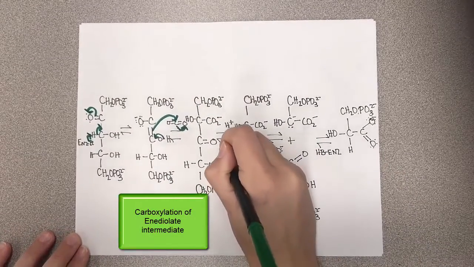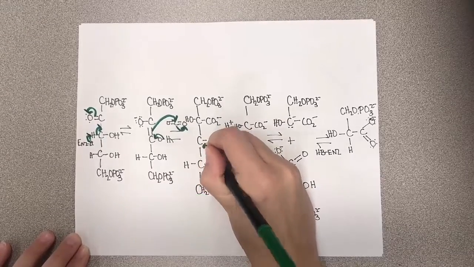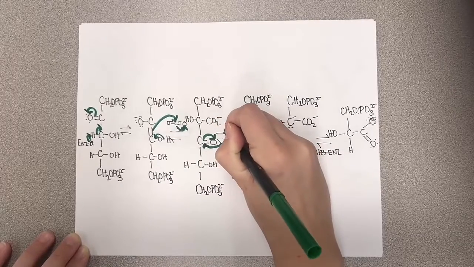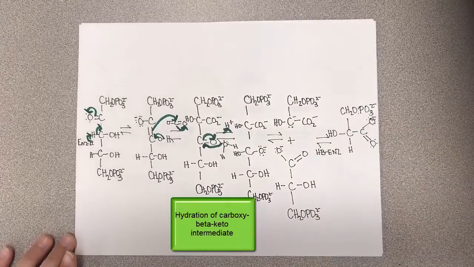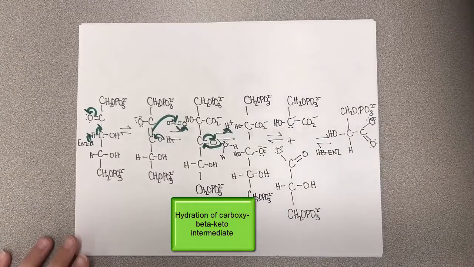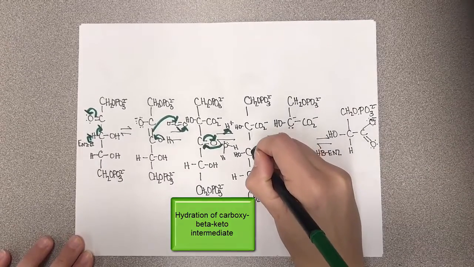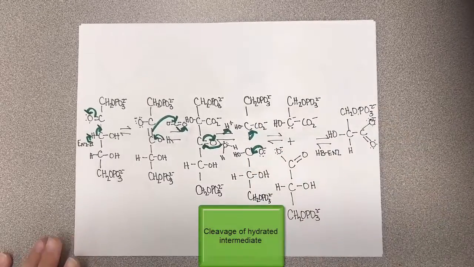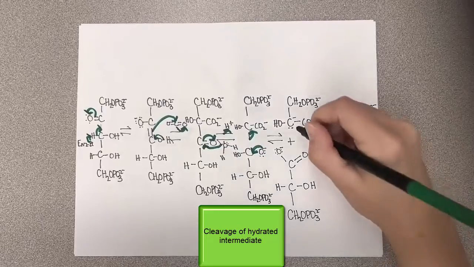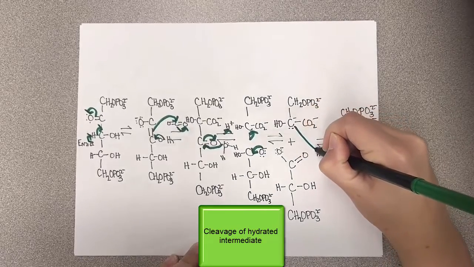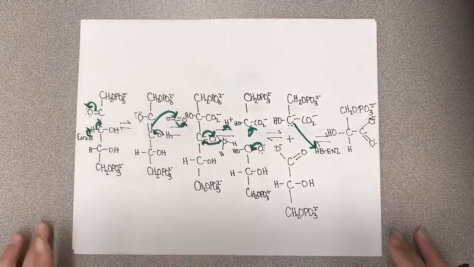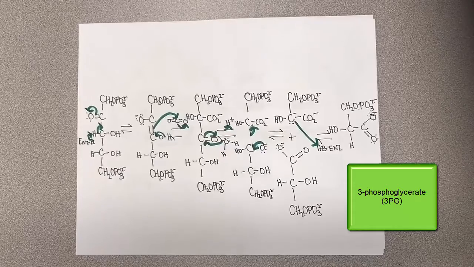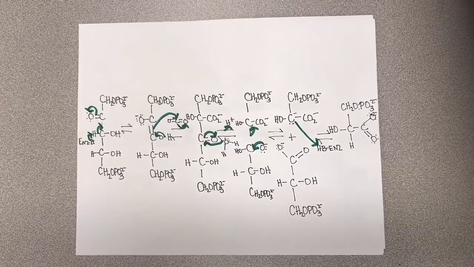In step 3, the previous carbamate from step 1 forms part of the binding site for a magnesium 2+ ion. This ion is then included in the binding of the RuBP and activating a water molecule which hydrates the carboxy-beta-keto intermediate. Step 4, the hydrated intermediate is then cleaved by the protonation of an active site acid. The cleaving produces two molecules of 3-phosphoglycerate, which is also known as 3-PG. These steps leave carbon dioxide fixed into a carbohydrate with production of the hexose and regeneration of the RuBP remaining.